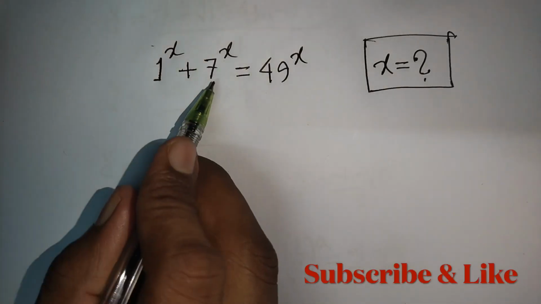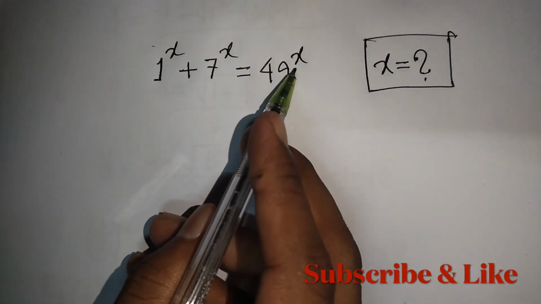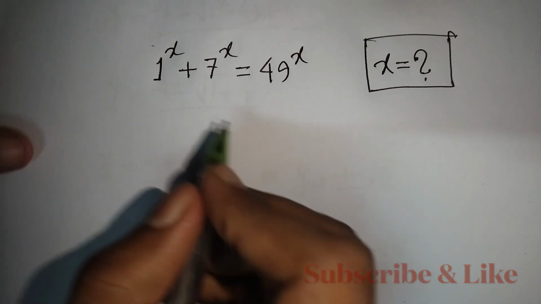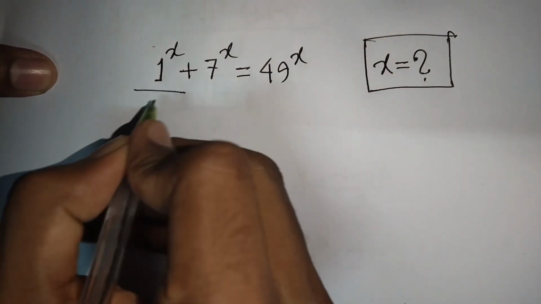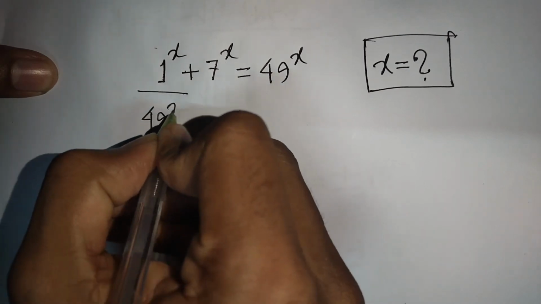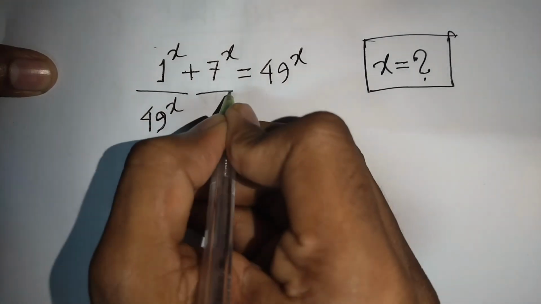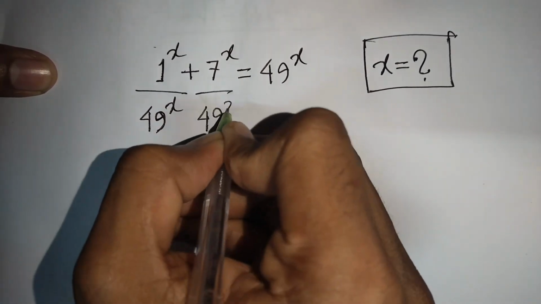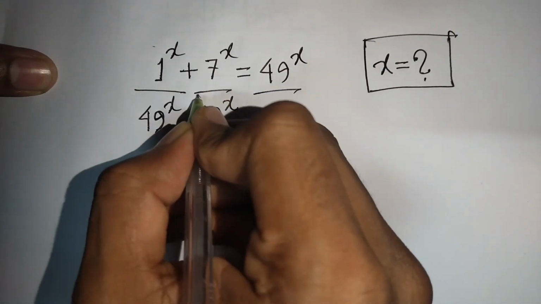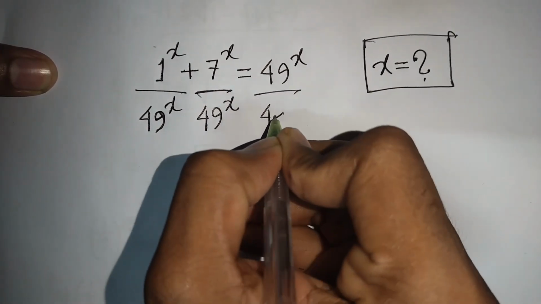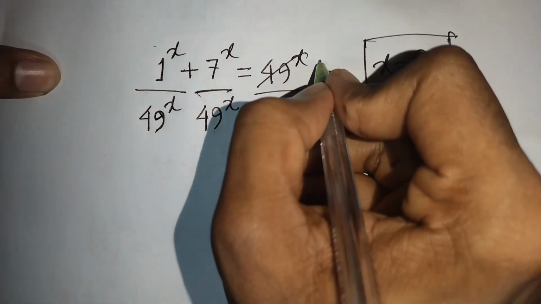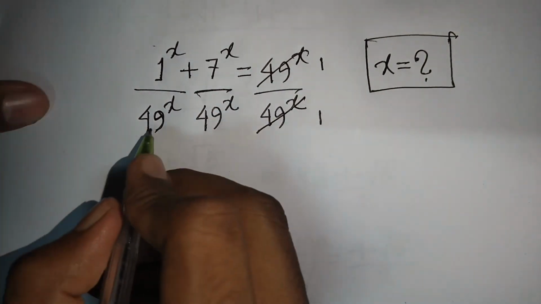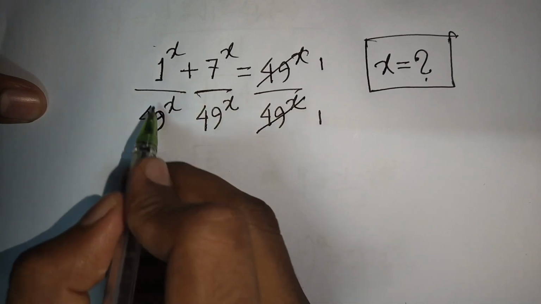1 power x plus 7 power x is equal to 49 power x. Find the value of x. So at first we divide by 49 power x on both sides. Now this will be cancelled. Now x is in the power but the bases are different.